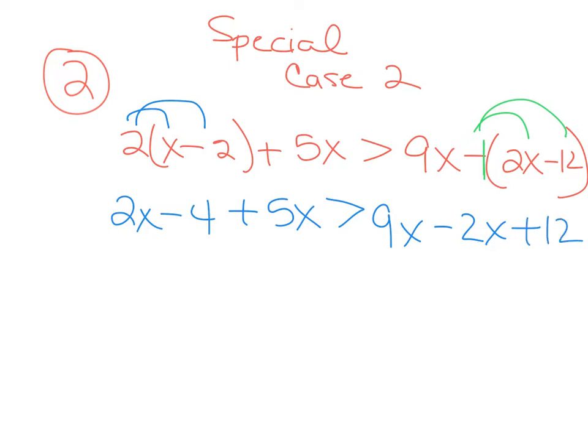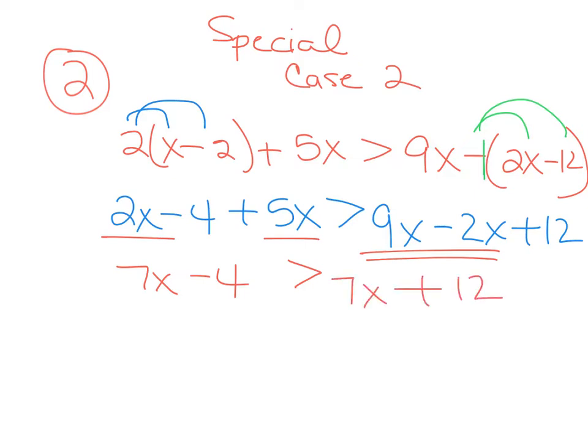Okay, so the next step in equations would be the same thing in inequalities. We need to look on both sides and see if there's anything that we can combine that's alike. So if I have 2x and 5x on the left side, that gives me 7x minus 4 is greater than. And then on the right-hand side, I have 9x minus 2x, which is 7x plus 12. All right, so here's where we're at. We've combined like terms. Now we are ready to move the variables to one side. So I'm going to subtract 7x from this side. I'm going to subtract 7x from this side. Always move the variables first.